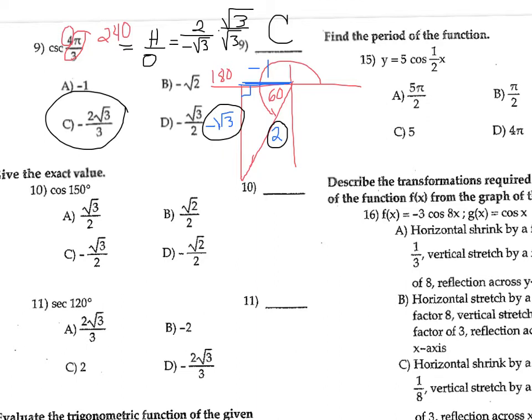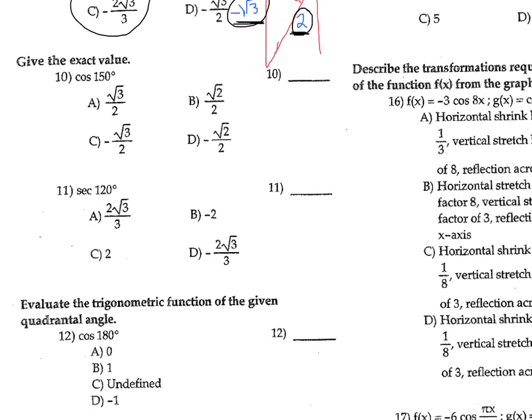Cosecant is hypotenuse over opposite. So hypotenuse is 2. Opposite is negative square root of 3. So when you get this, you need to rationalize. So it's 2 times square root of 3, over square root of 3 times square root of 3. So it's -2 square root of 3 over 3. Got it? Did you understand? Yes? Okay, great. Number 10.